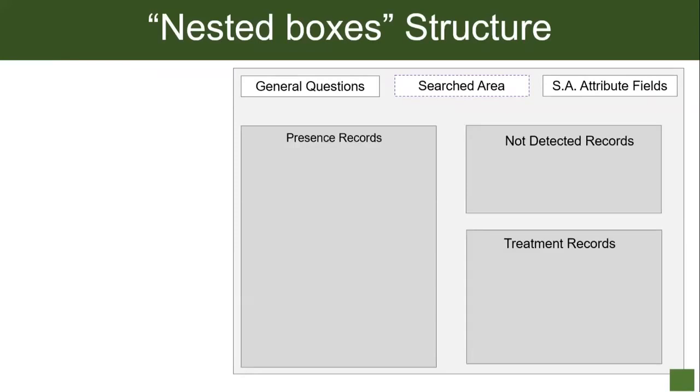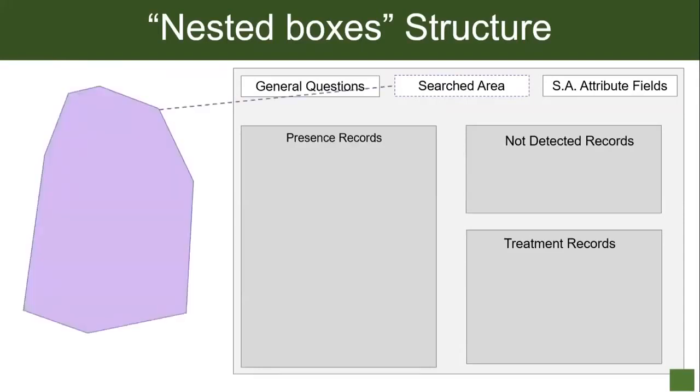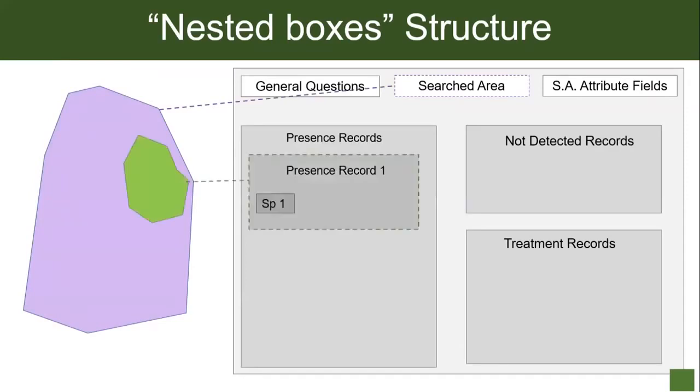So there's a box for presence records, not detected records, and treatment records. And so the first thing you'll do is create a searched area. And that's the area where you are searching or managing for invasive species. And then within that searched area, you can create presence records. And so that would be a point, line, or polygon where an invasive species was found.